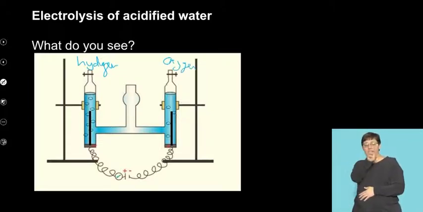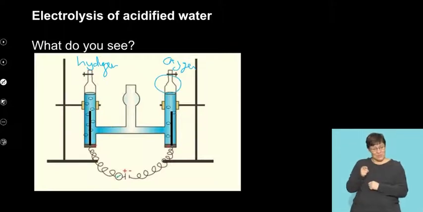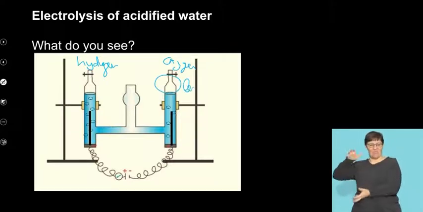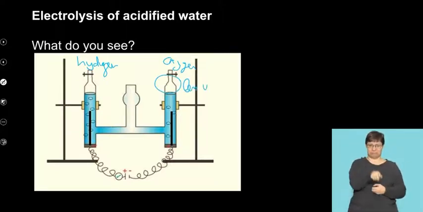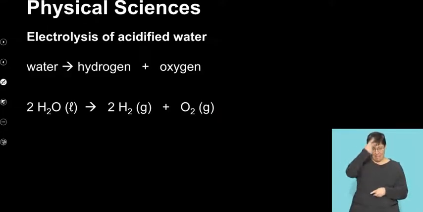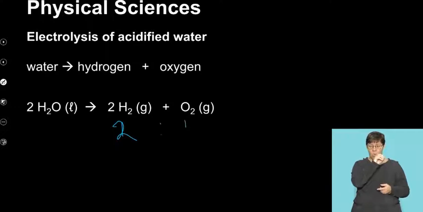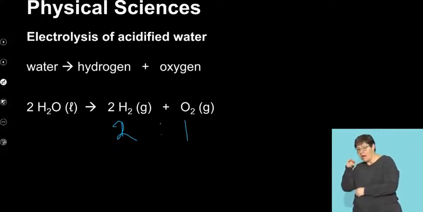And what you should notice, if you do this reaction, is there's less volume here, and there's more here. And in fact, there's twice as much. And when we write it in the chemical equation, you'll see the ratio of hydrogen to oxygen is 2 to 1. And so that was historically how they discovered that water has a chemical formula of H2O.